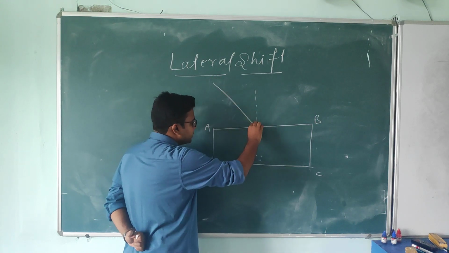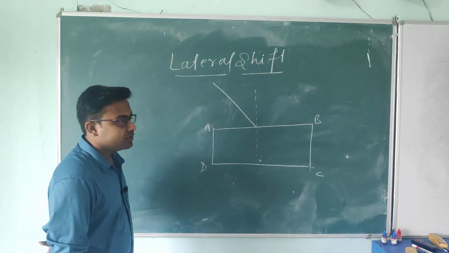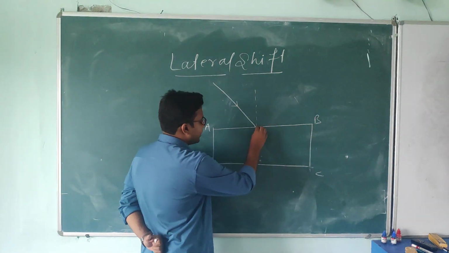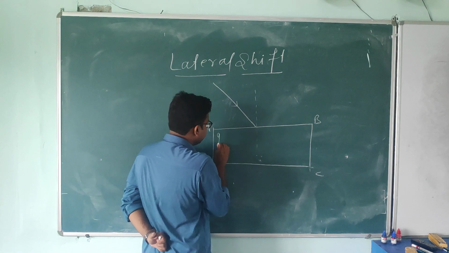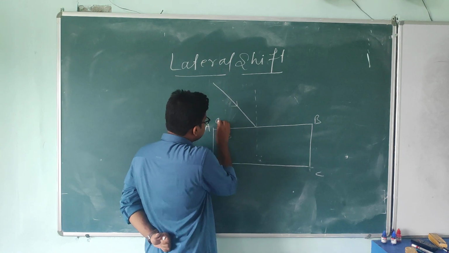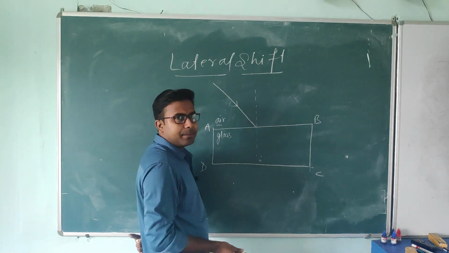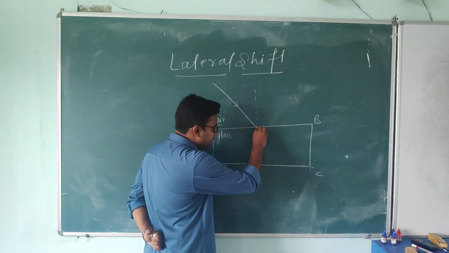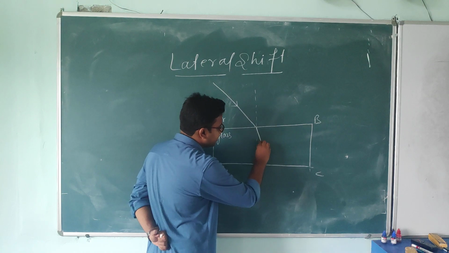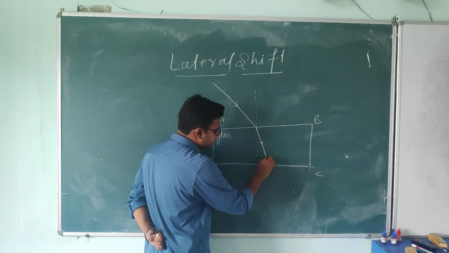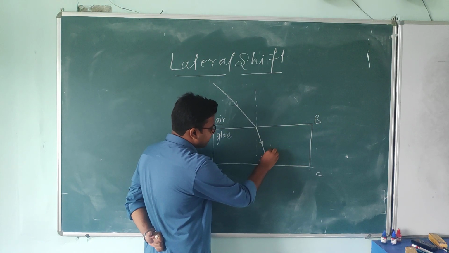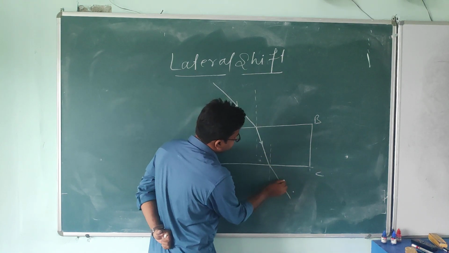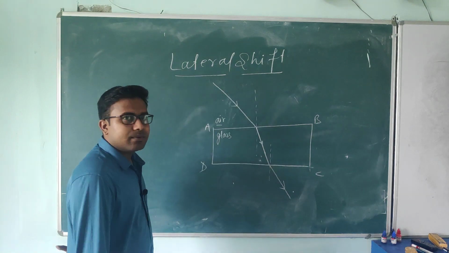So a ray of light is incident on this parallel sided refracting glass slab. What will happen? This is the glass and this one is the air. Now what will happen? It's an optically denser medium, so light will refract or tilt towards the normal because it's an optically denser medium, and then after that it will go away from the normal. So light will travel like this.